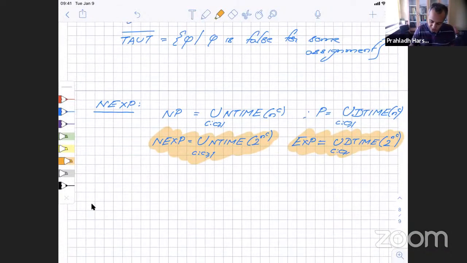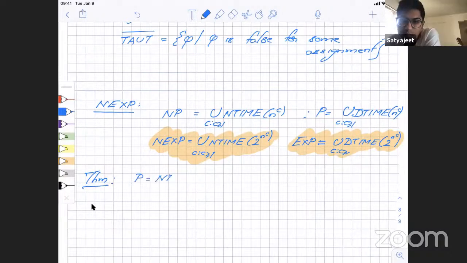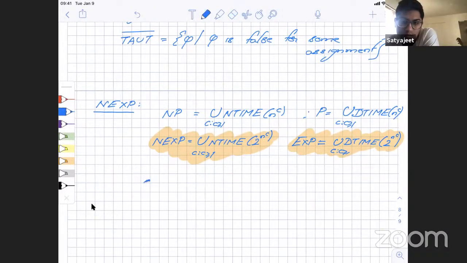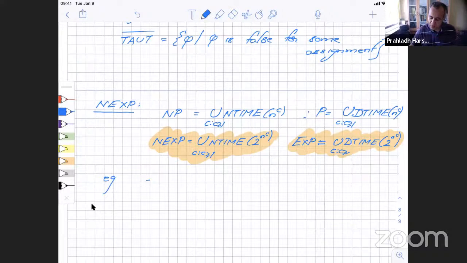What I want to prove, it seems, is the following simple fact. Prahladh, could you just give an example of a problem in NEXP, if you have done the problems before? Okay, so let me give an example of a problem in NEXP. I'm just going to create an artificial example.